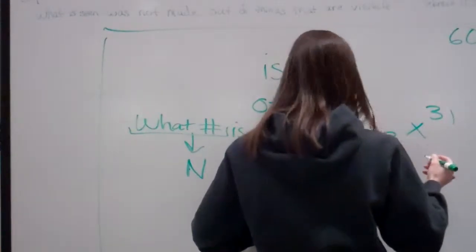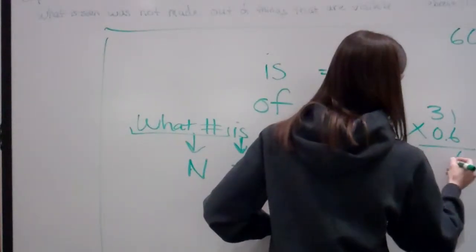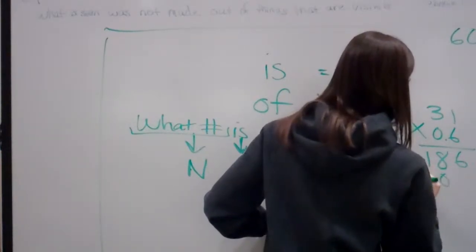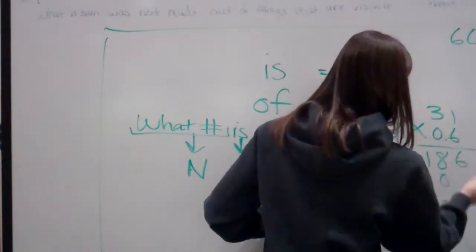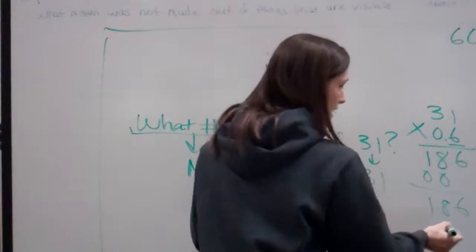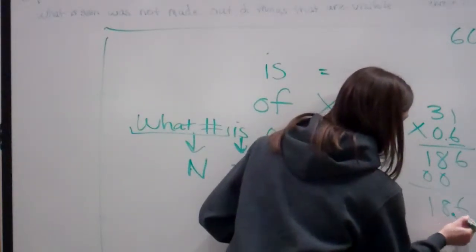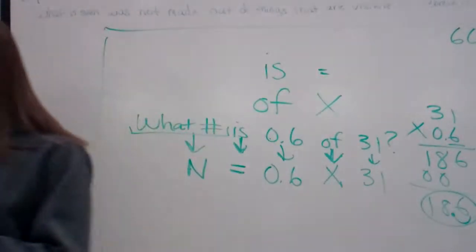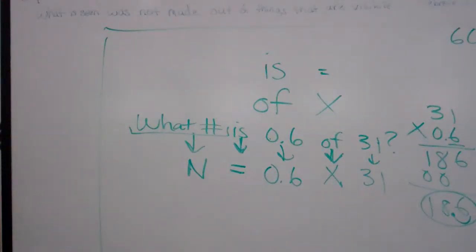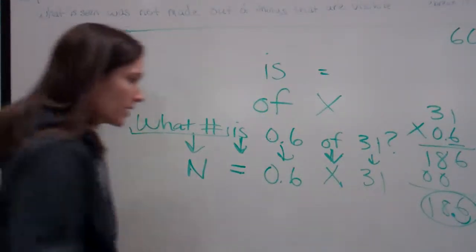31 times 0.6, and I end up getting, okay, one spot after the decimal, so one spot over. My answer is 18.6. All right, let's try another one.